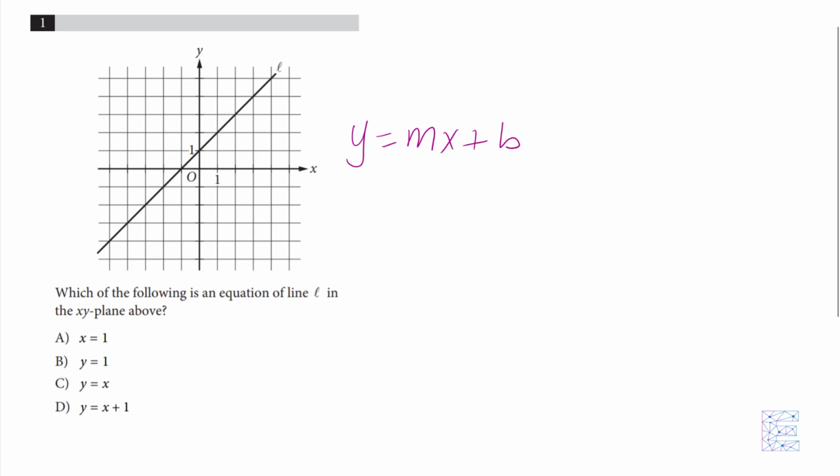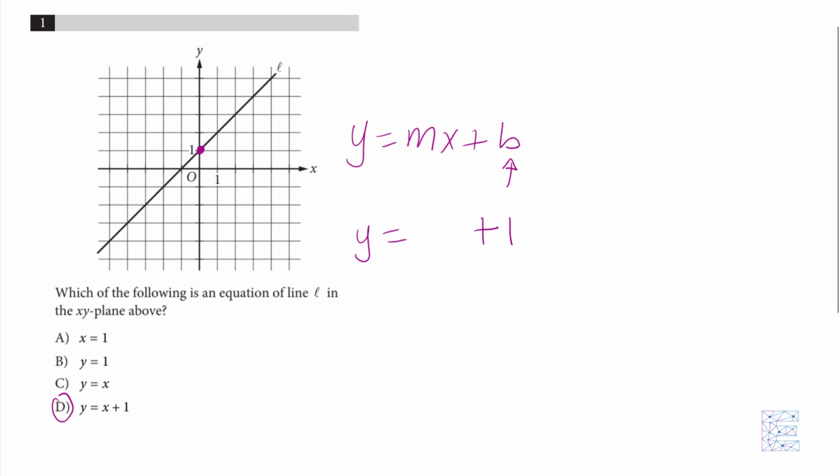I want to remind you that b stands for the y-intercept. So if you look at this graph, it's crossing the y-axis at 1. So we know that our equation has to have a plus 1 at the end of it. And if you glance over at all the choices that we have, only one of them has a plus 1 at the end of it. So D would have to be the answer.